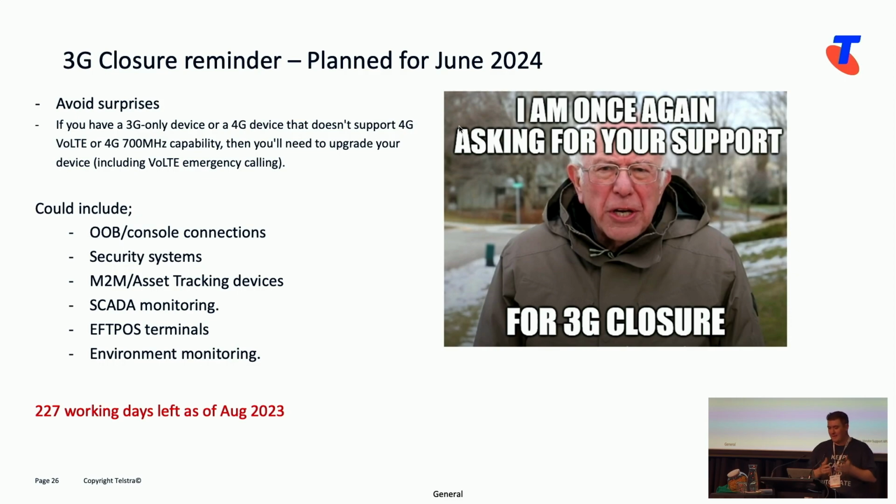Now, it wouldn't be a Telstra presentation without a reminder about 3G. The 3G network is closing in June next year, less than 12 months away. While everyone here is a good network operator, please ensure an audit is undertaken to ensure no production 3G devices. This could include out-of-band connections, M2M, EFTPOS terminals, environmental monitoring, anything and everything. It could even include production mobile devices sitting in cupboards and not touched for many, many years because they just keep working. They won't be next year. Everything needs to be checked to avoid future outages when the 3G closure occurs.